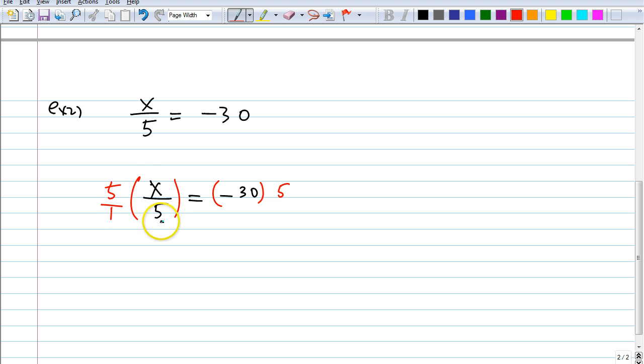So Julia, what do I get on the left side? When I cross cancel like this, I get 1x, which is just x, equals, let me switch the, equals? 100, negative 150. Okay, raise your hand. Yes? Negative. Now, why is it negative 150? Because it's negative times positive. That's right. It's negative times positive, so you get negative 150.